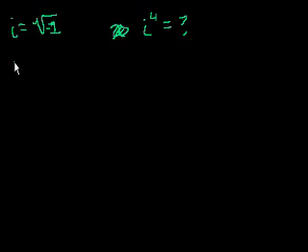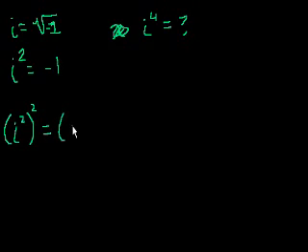Let's square both sides of this equation. i squared will be equal to -1. Now let's square both sides of this equation, right? i squared squared is equal to -1 squared. Well, i squared squared is just i to the 4th, right? 2 times 2 is 4. It's equal to -1 squared, which is just equal to 1. And we're done. That's choice C.